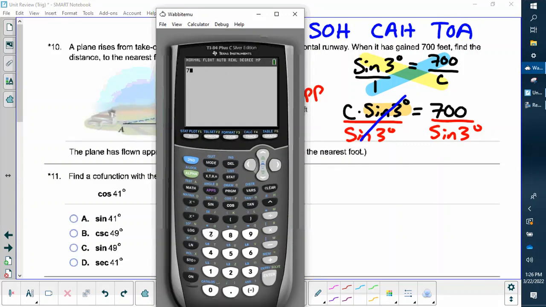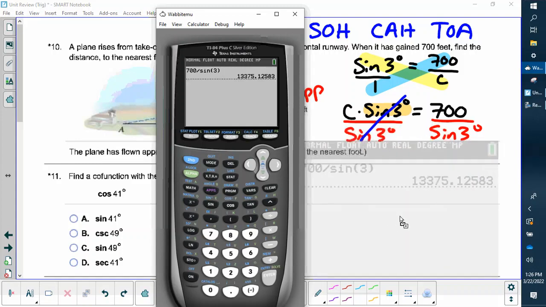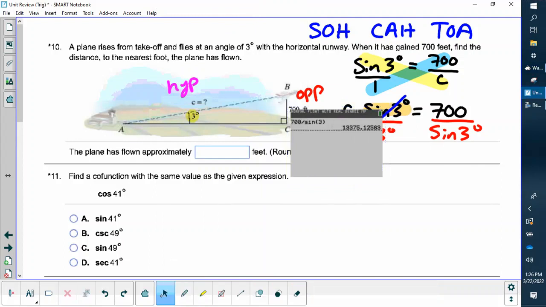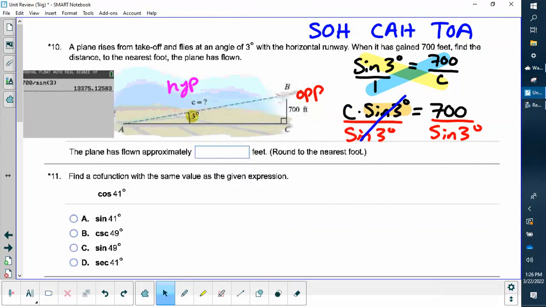And I get 700 divided by the sine of 3. Enter. And I could probably slide it right there. That'll work. Okay, round to the nearest foot. Again, whole number, so be cautious that you're answering the way they want. Now, this is a big number, okay, but I'm dealing in feet, and we're talking about a plane taking off. So this would be 1, 3, 3, 7, and the 5 stays alone.